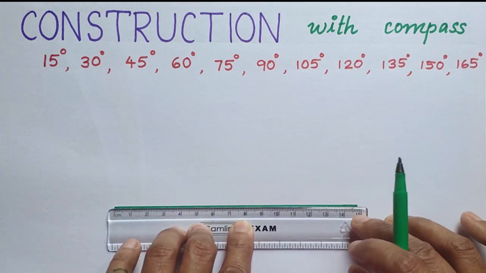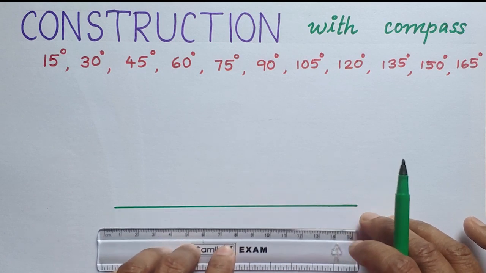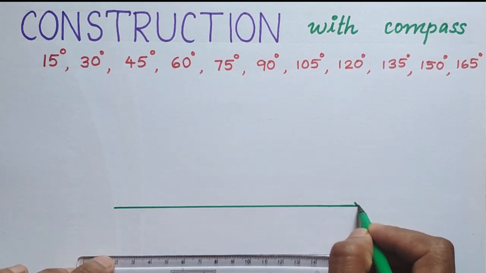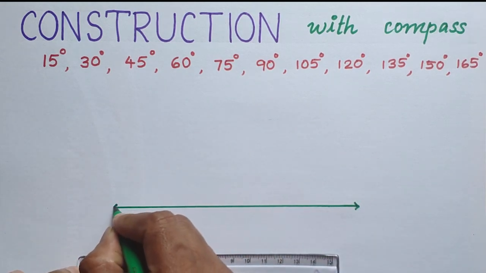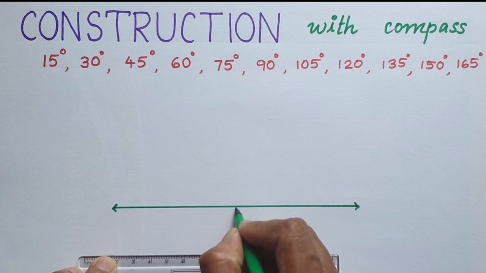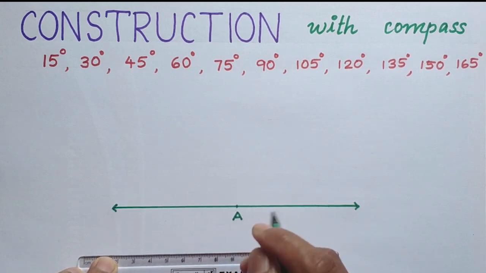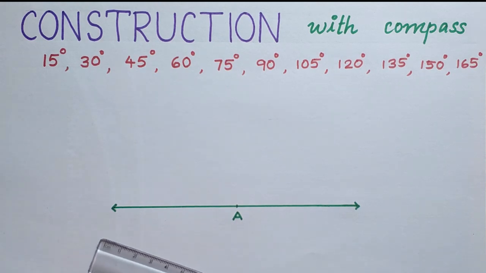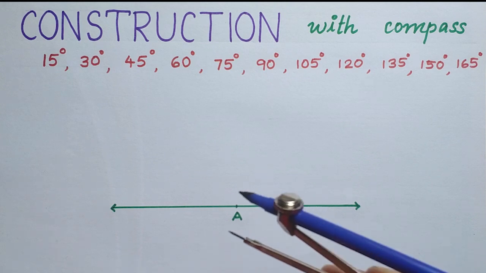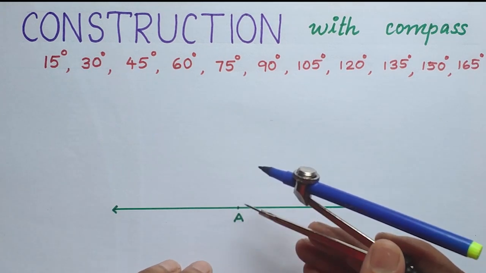We know that angle in a straight line is 180 degree, and almost in the middle I am taking a point A. Let's construct 60 degree first. For that we have to place the metal tip of the compass on A.